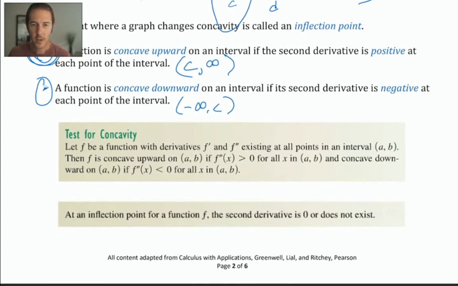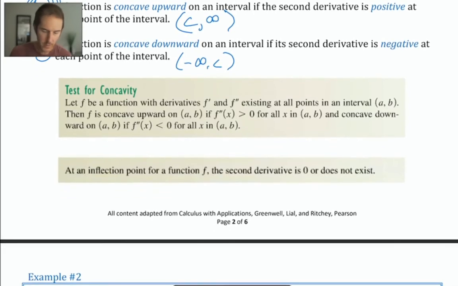So there's a test for concavity. We pretty much just talked about it. f is a function, first derivative and second derivative exist. f is concave up on an interval if the second derivative is greater than 0, concave down on the interval if f double prime is less than 0.